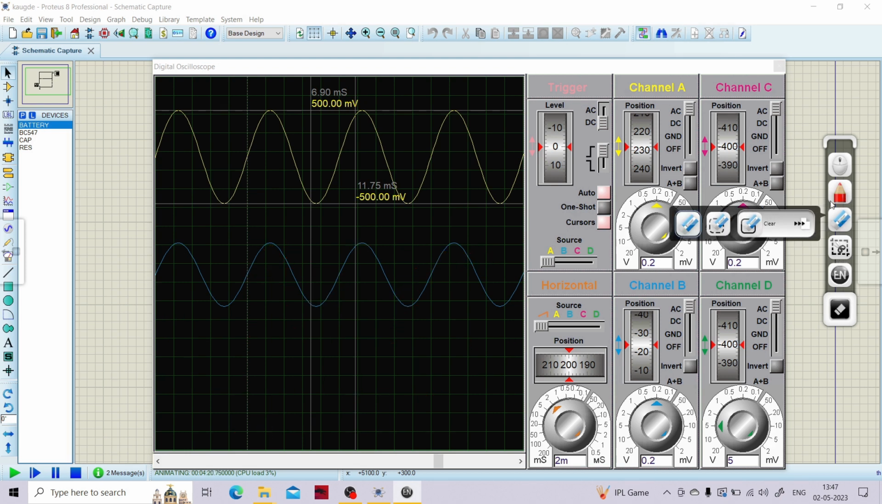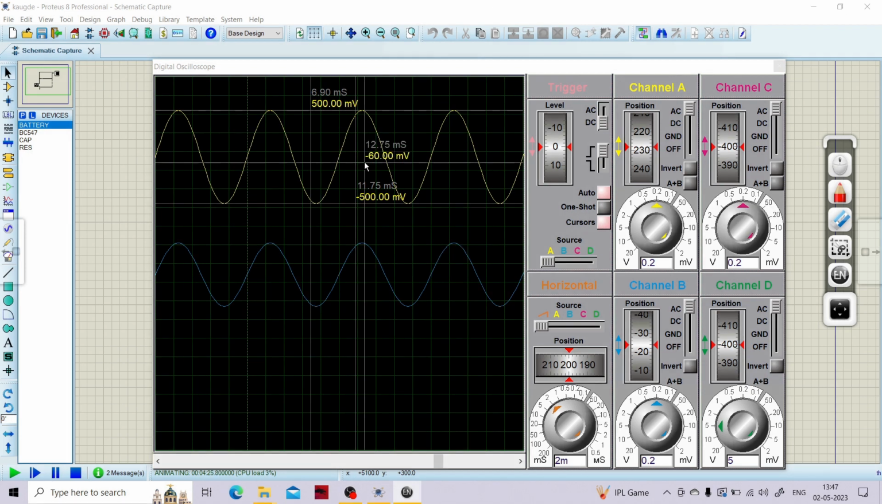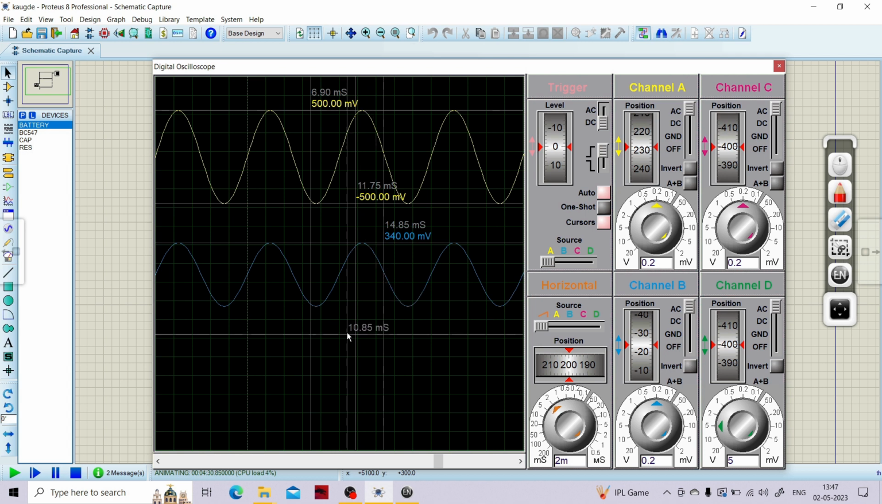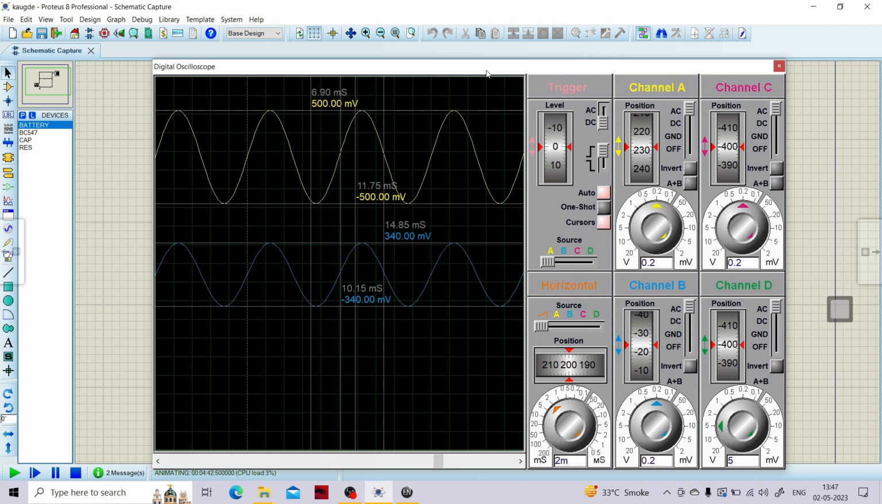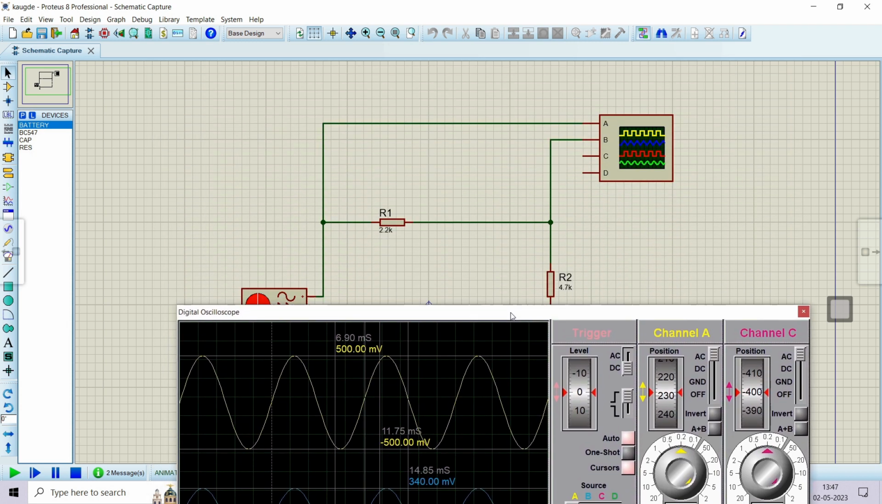Okay, great. So now let me take this cursor. Yeah, you can clearly see it is 340 millivolts up, and let me just click over here. When it detects this, yeah, it is minus 340 millivolts down. And now you can clearly see when we subtract both of them, we will get 680 millivolts peak to peak signal. That means it's absolutely working fine as we concluded.